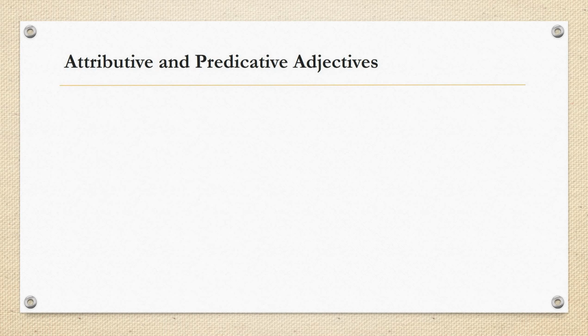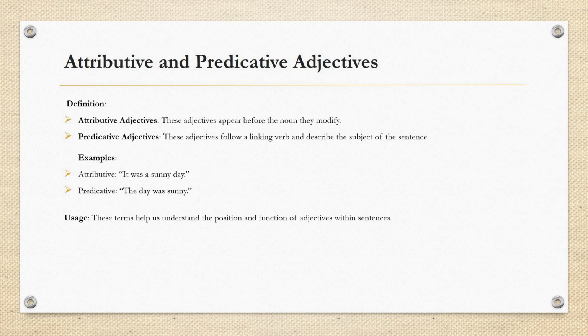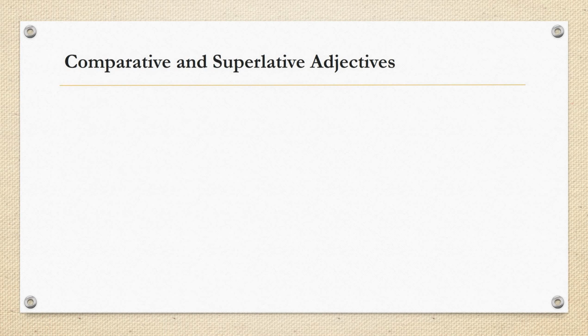Attributive and predicative adjectives. Definition. Attributive adjectives appear before the noun they modify. Predicative adjectives follow a linking verb and describe the subject of a sentence. Example: attributive, "It was a sunny day." Predicative, "The day was sunny." Usage: these terms help us understand the position and function of adjectives within sentences.